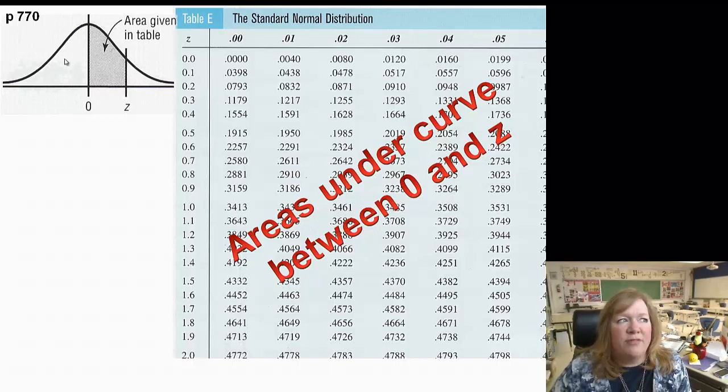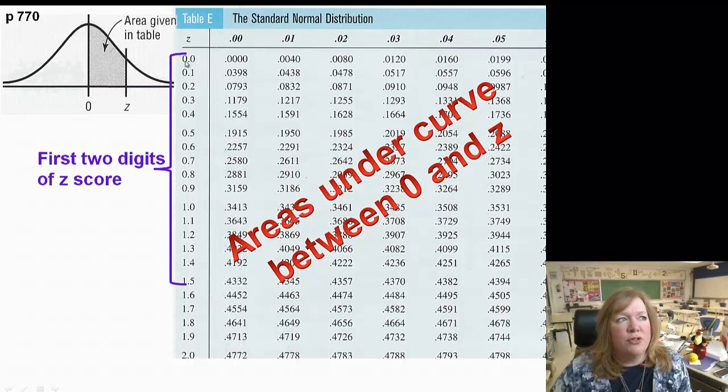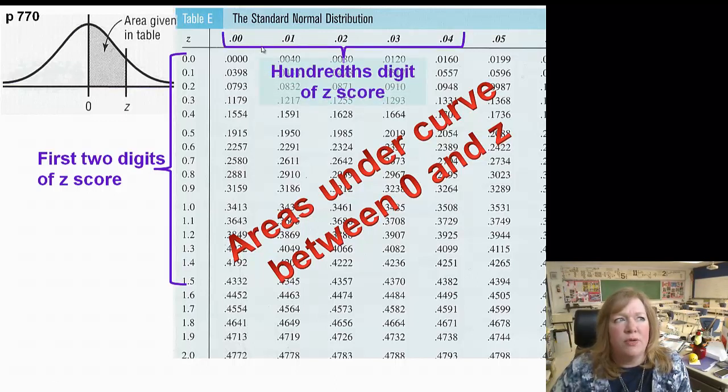Also, if you keep in mind, from 0 all the way to the right is 0.5. So you know half of it is 0.5 and the other half is 0.5. You'll add and subtract from 0.5 and so on. The z-scores, this is the first 2 digits, the whole number and the tenths place for the z-score, is going down this way. And then to get the hundredths digit of the z-score, that's along the top.